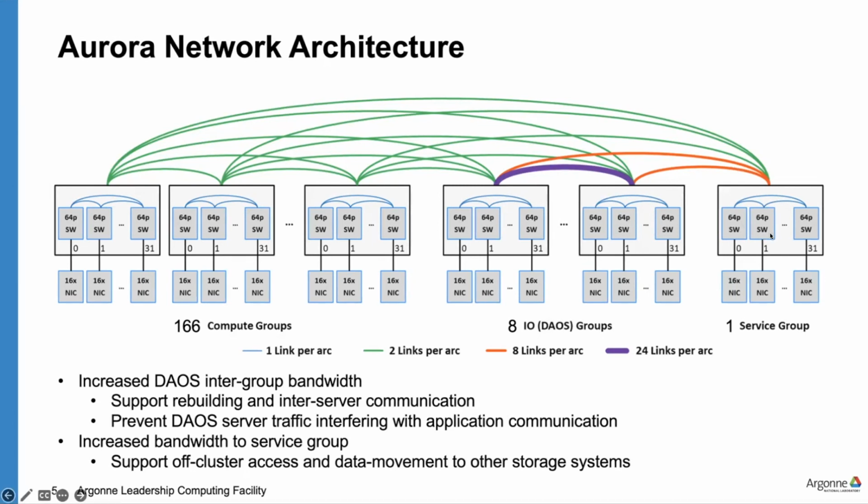And the service group is where all the gateway nodes are contained. That's where you exit the system. So if you want to put data to Lustre, you're going through the service group. Again, we have these red links that enable data to move between the service group and the storage groups. There's slightly more bandwidth there between those specific groups to make sure that we're not polluting the interconnect fabric. So you won't be competing with storage traffic in your compute job. And the last thing is every compute group is connected to the storage group. So there's 166 connections into each DAOS group, and each DAOS group is connected to every compute group.